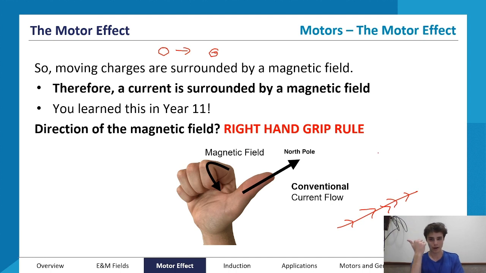So in this case, let me draw a slightly clearer one. If we've got a current that is pointing downwards, you can imagine that you're gripping or grabbing onto the piece of wire, and that will indicate the direction of the magnetic field that's going around it for you, which is really, really sweet.